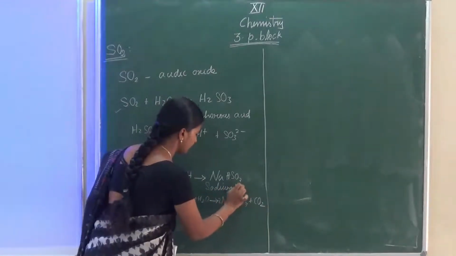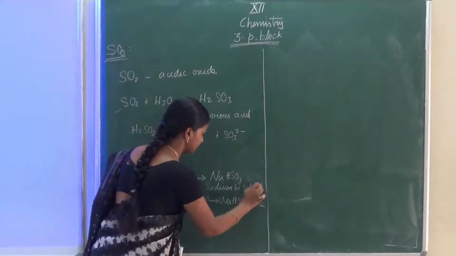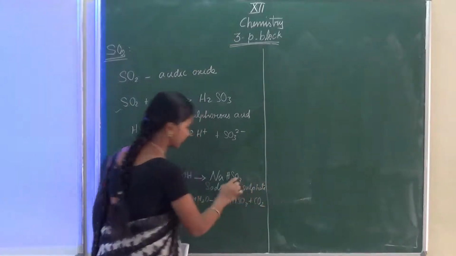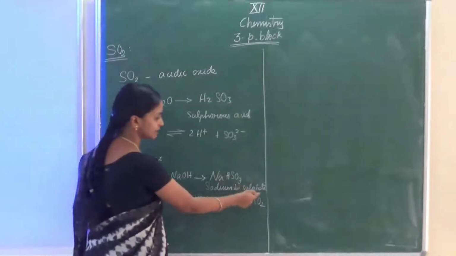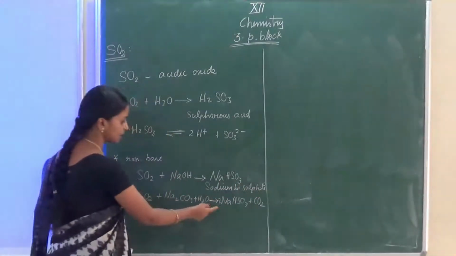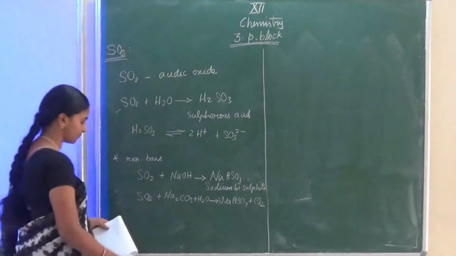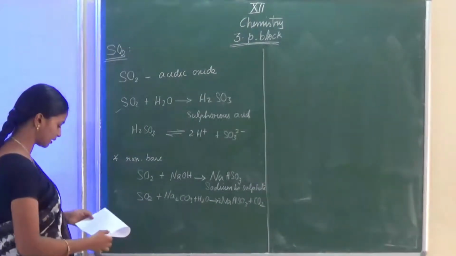Sodium bisulfite. SO4 means sulfate, SO3 here, so it is sulfite. Same way here, sodium bisulfite, sulfite we are getting as the product.